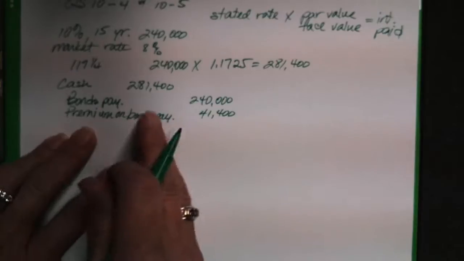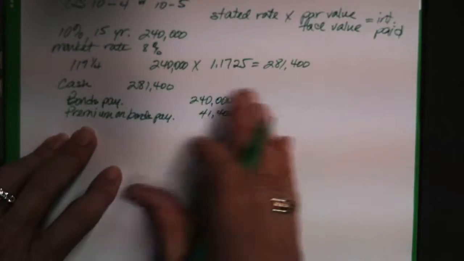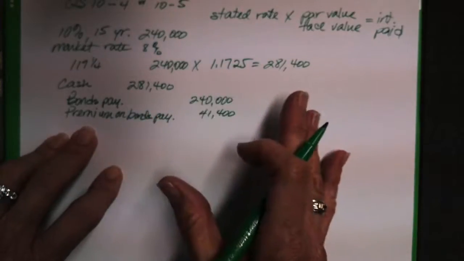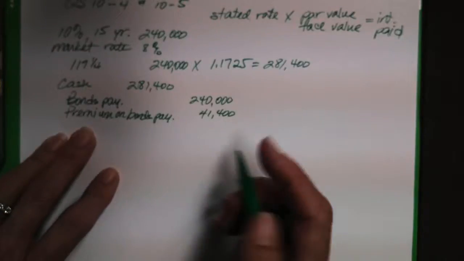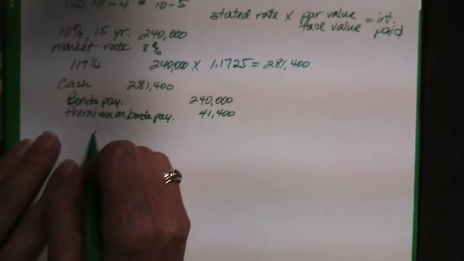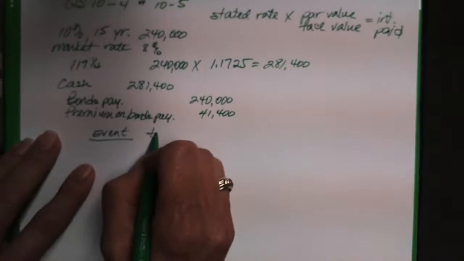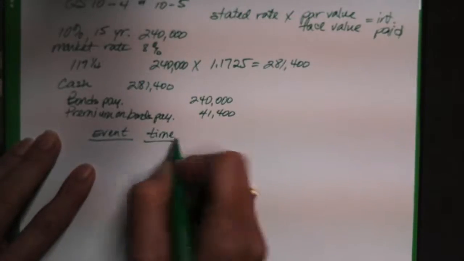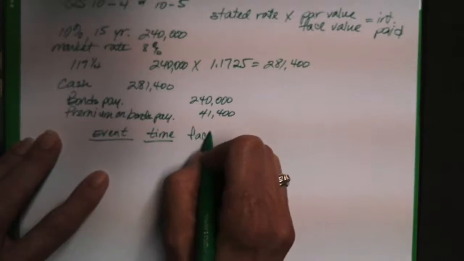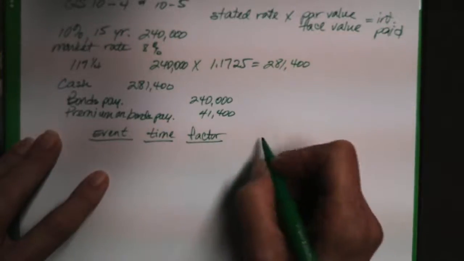Your book sets it up a little differently, so that'll give you flexibility. I'm going to show you how I like to set this up. I like to set up a table that has an event, a time period, a factor, and present value.